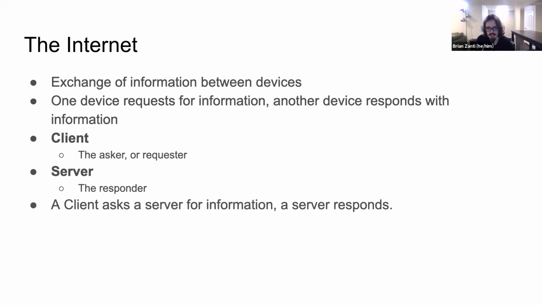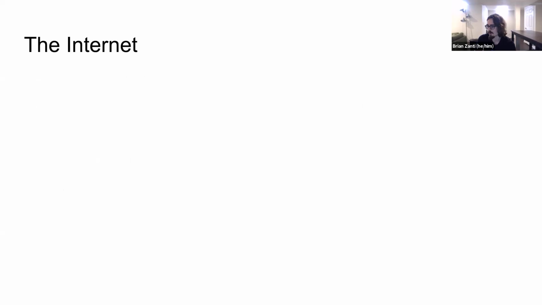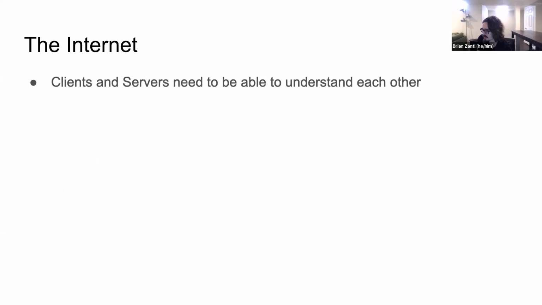And there we go. A client asks a server for information, a server responds. So far we have the internet, we have clients, we have servers. Now these clients and servers can't just send any generic message to somebody. You can't just write an English letter and say, I want this information. Because we're dealing with devices, these devices need to be able to understand each other. So they need to write in a common language. That common language is HTTP.